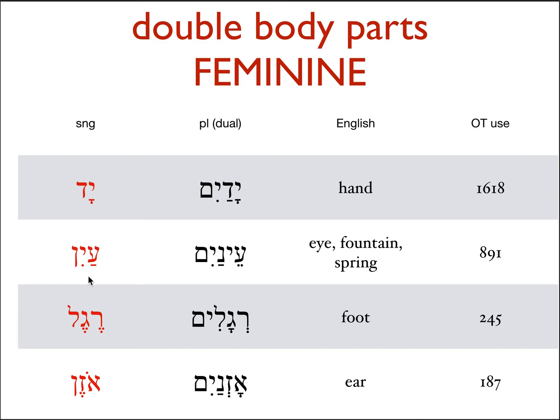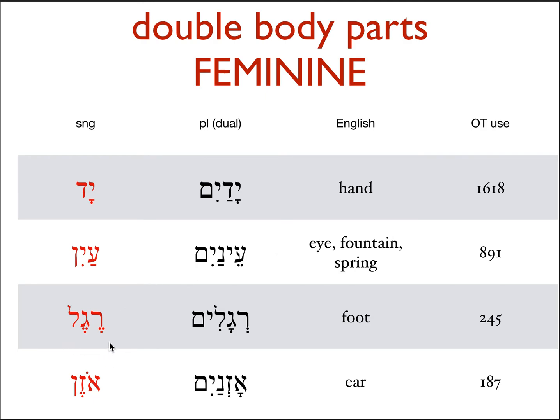Ayin, again, looks masculine, but this is feminine. Enayim, with the im at the end, is still feminine, though it looks masculine. It means an eye, and it is also quite common in the Old Testament. It can also mean fountain or a spring. This is a secondary meaning because eyes are a source of water.